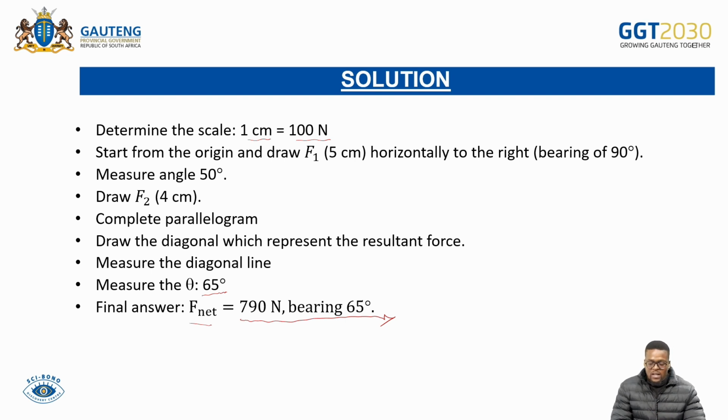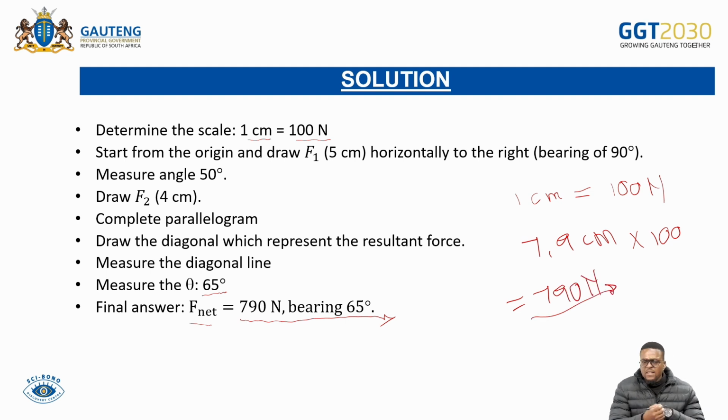So if you are using a ruler, which means you got 7.9 centimeters, right? Remember, now we said 1 centimeter represents how many newtons? 100 newtons. So this 7.9 centimeters, you simply multiply by 100, and then it's going to give you 790 newtons, right? So now remember, this one is the magnitude together with SI units, so you need to include the direction. According to the bearing method, we can simply say a bearing of 65 degrees.